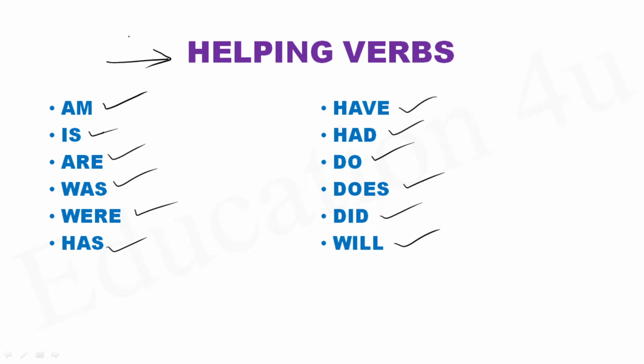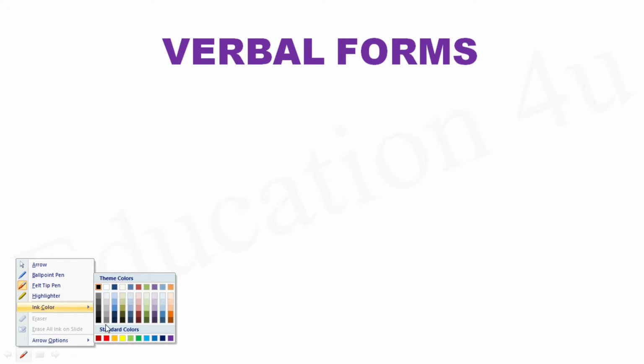Now, the biggest challenge is that based on these helping verbs only, the verbal form can be decided. Hope you understand. We all know that verb means any action that we do. However, generally in English, we divide the verbs into four forms: V1, V2, V3 and V4.